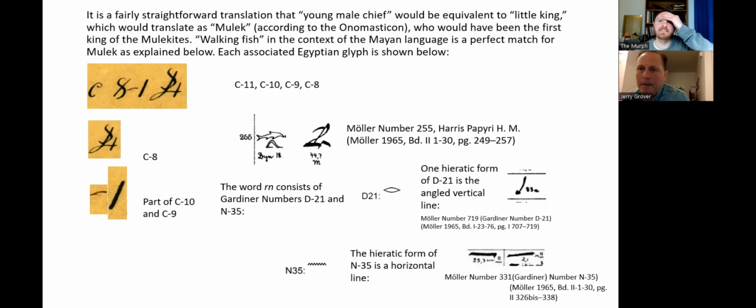So if I'm understanding, there's not a glyph or a character just for Mulek, but there are these four glyphs that provide the meaning for the name. Is that what you're saying? Yeah, and it's called a calque, and it's used in Mesoamerica. If you're taking a word from another language, sometimes like pizza, you just take the Italian word and use the same pronunciation. But sometimes you'll take the meaning of it and put it in your language.